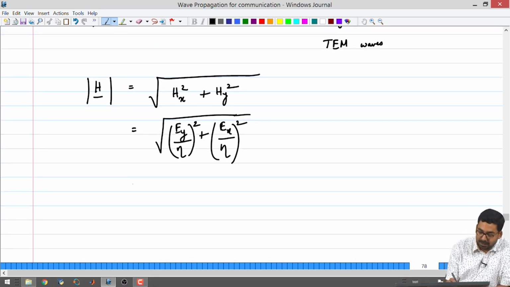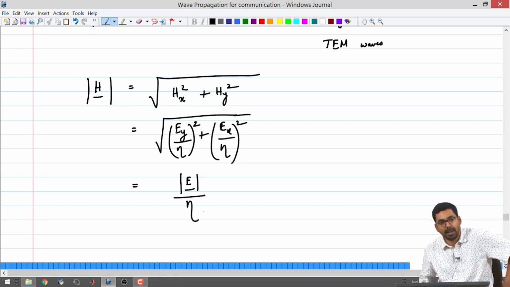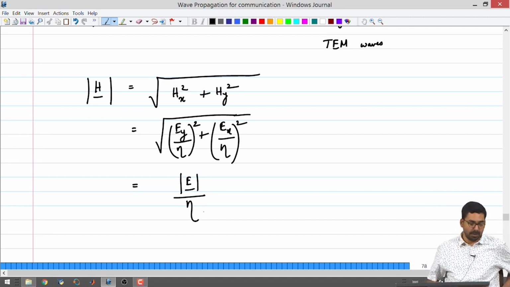If one writes like this, you can just say that the magnitude of the magnetic field is going to be the magnitude of the electric field divided by the characteristic impedance, which is similar to the magnitude of the current being equal to the magnitude of the voltage divided by the characteristic impedance. This gives you the magnitude. Now, we are going to talk about the direction.